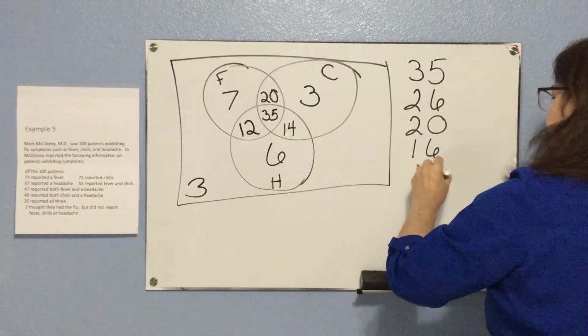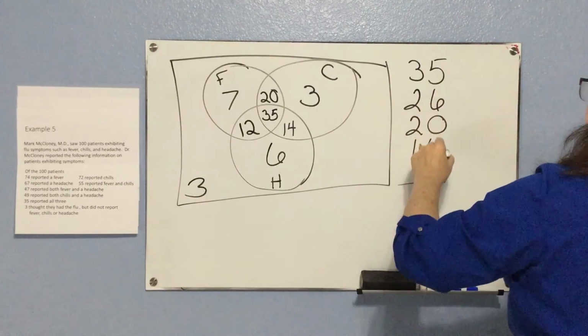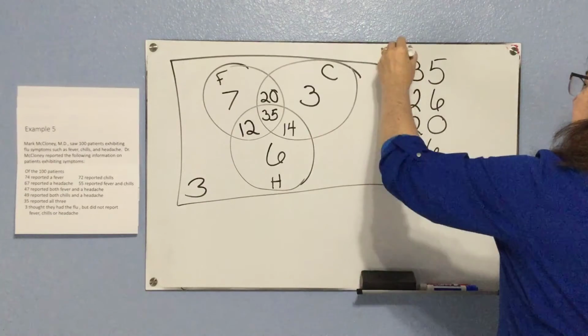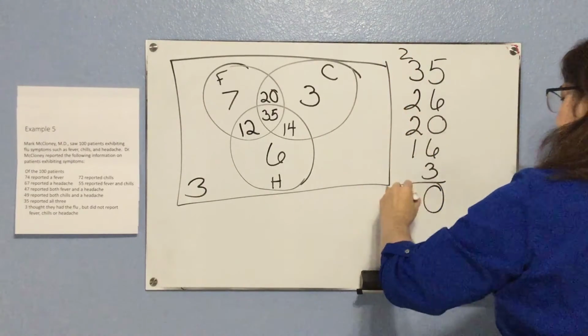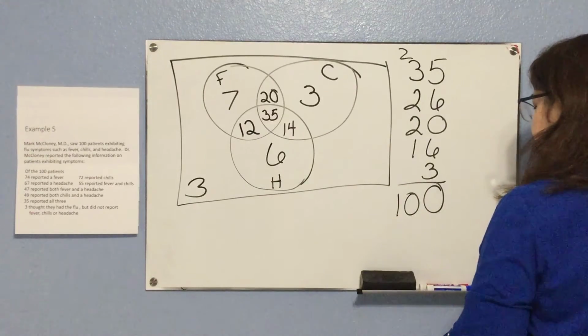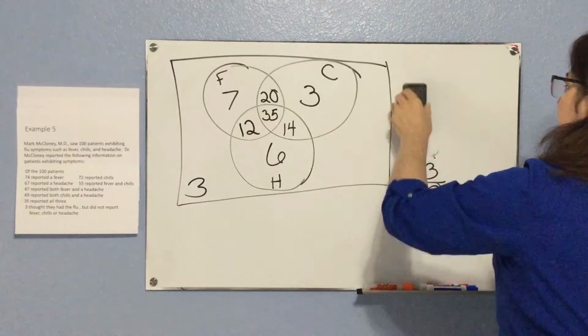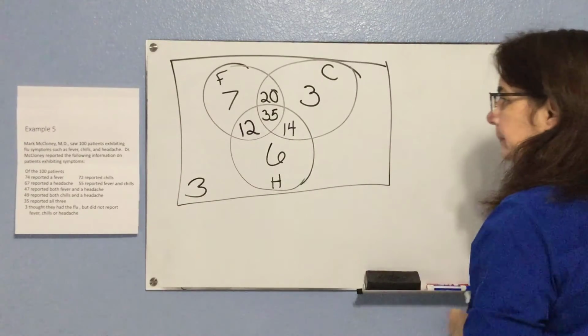And then the 3 on the outside. So I've got 6 and 6 is 12, and 3 is 15, and 5 is 20. 5, 6, 7, 8, 9, 10, 100. So that's a good sign that I interviewed 100 patients, and I've got 100 patients on my Venn diagram.